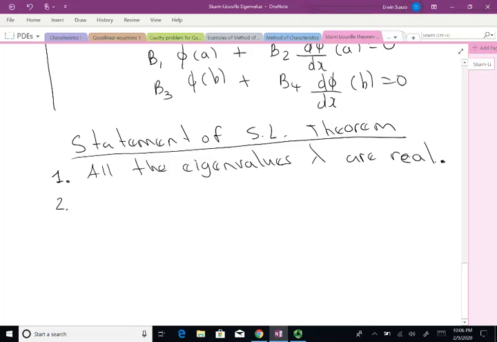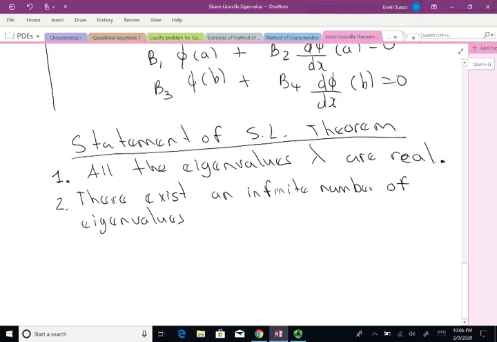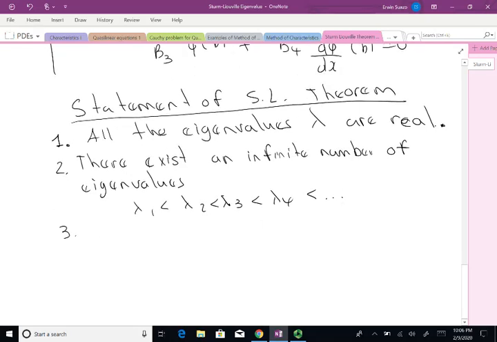It says that there exists an infinite number of eigenvalues, and even better, you can organize them in order: lambda 1, lambda 2, lambda 3, lambda 4, and so on. Okay. Part 3. It says that corresponding to each eigenvalue there is an eigenfunction.